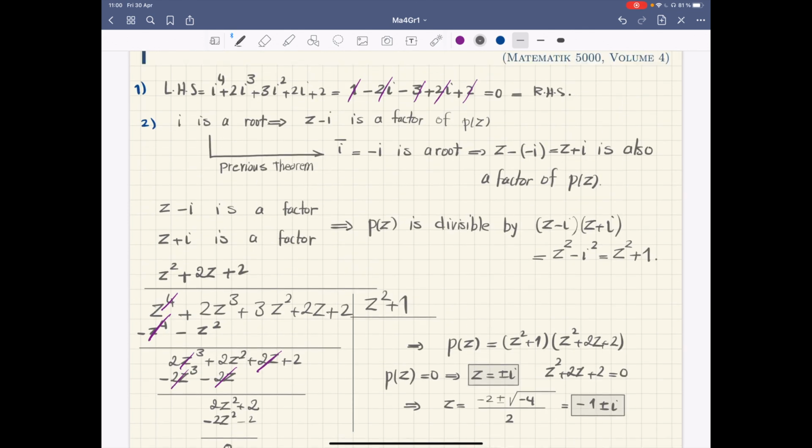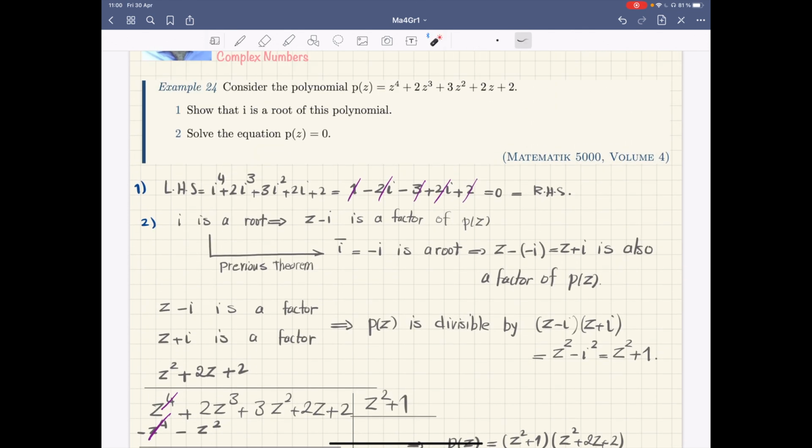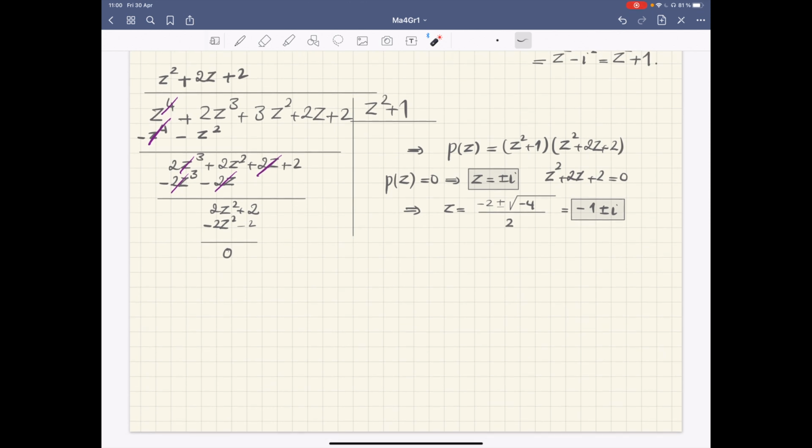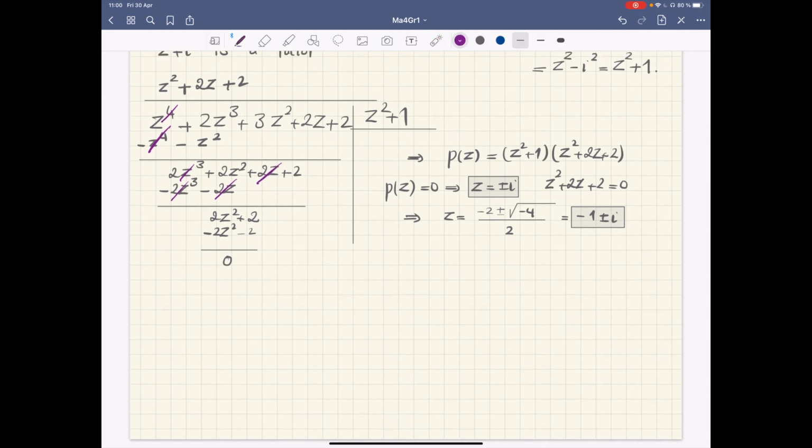Yes, because in the first part, we realized that I is a root. According to that piece of information, I know that this should be divisible by this. This is the first time that you are facing this. Of course, that is the real solution, but if you want to do it, you need to know how to do it. So let us just do it for practice. So let me change my color here. I want you to learn how to do this: Z to the 4 plus 2Z to the 3 plus 3Z squared plus 2Z plus 2.